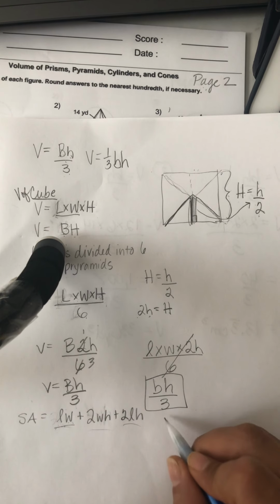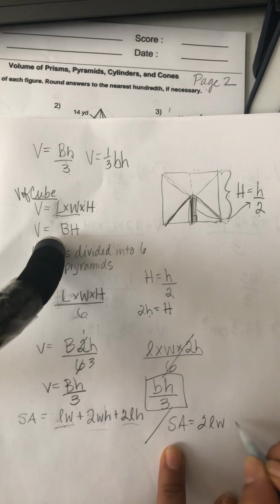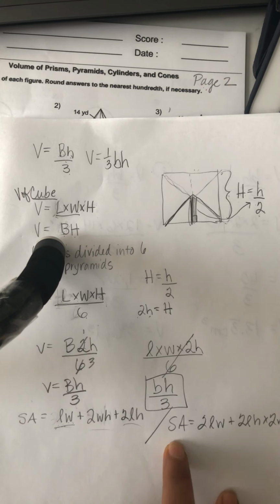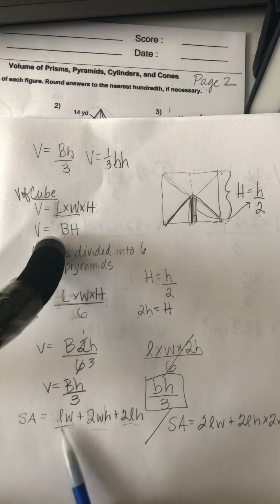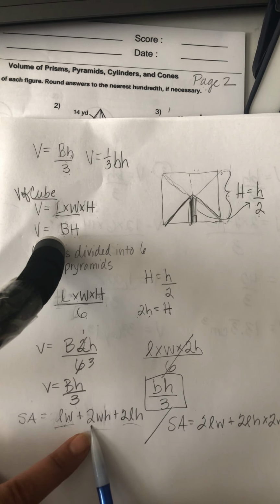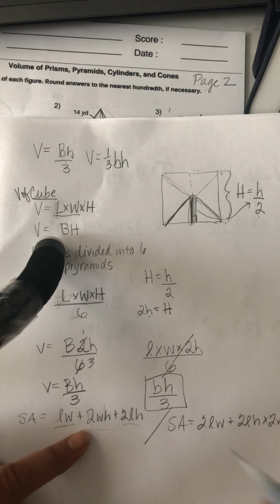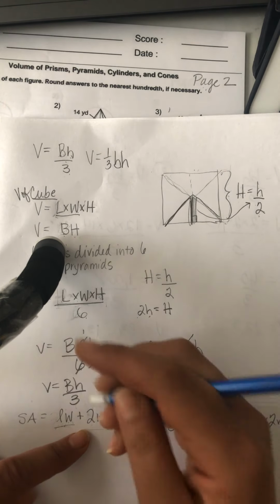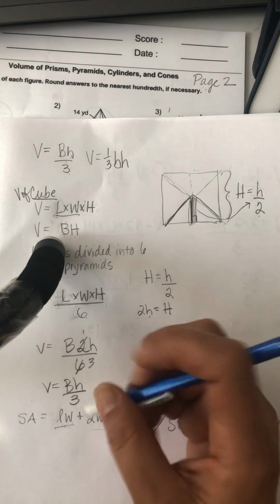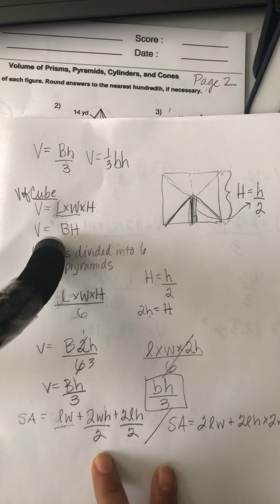So if we compare this to the surface area of a rectangular prism, it would be 2 times length times width plus 2 times length times height plus 2 times width times height, right? So I only have one base for a pyramid, so I don't need to multiply that by 2. But I do have 4 triangles. So how do I find the area of a triangle? Whatever the base is times the height times 1/2. So this is divided by 2, right?